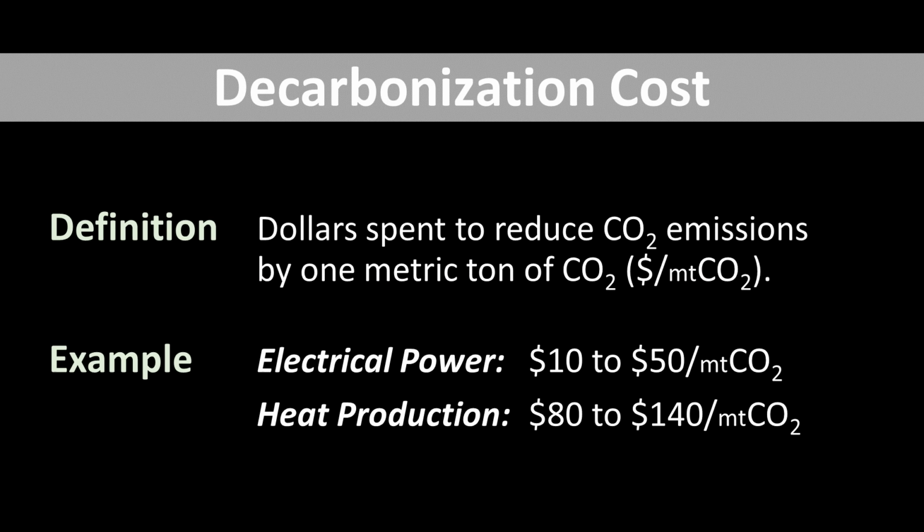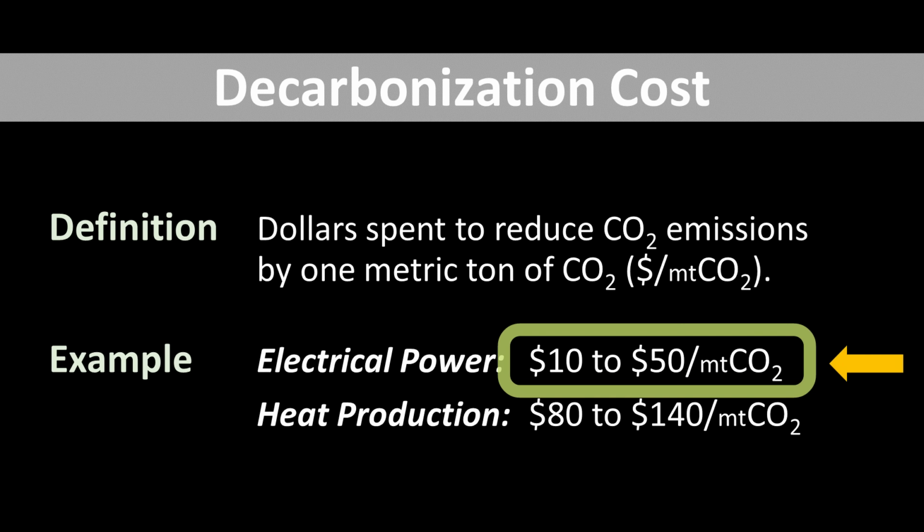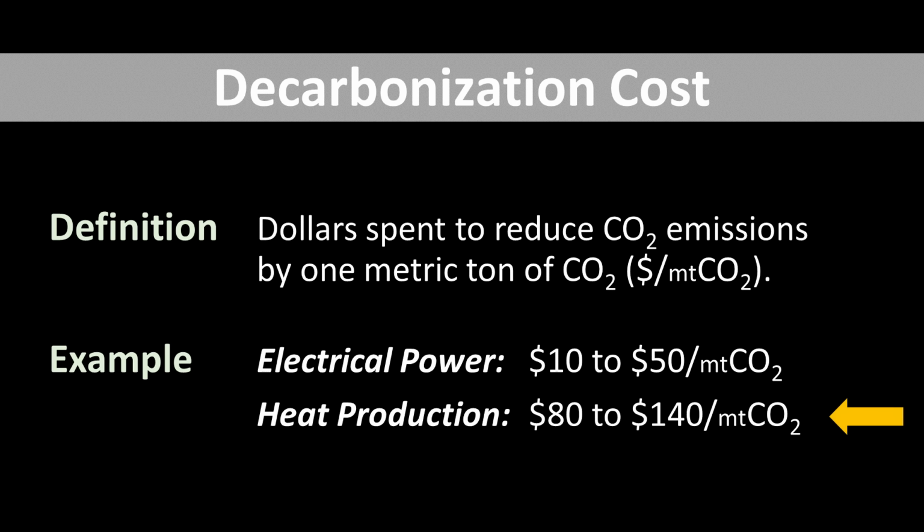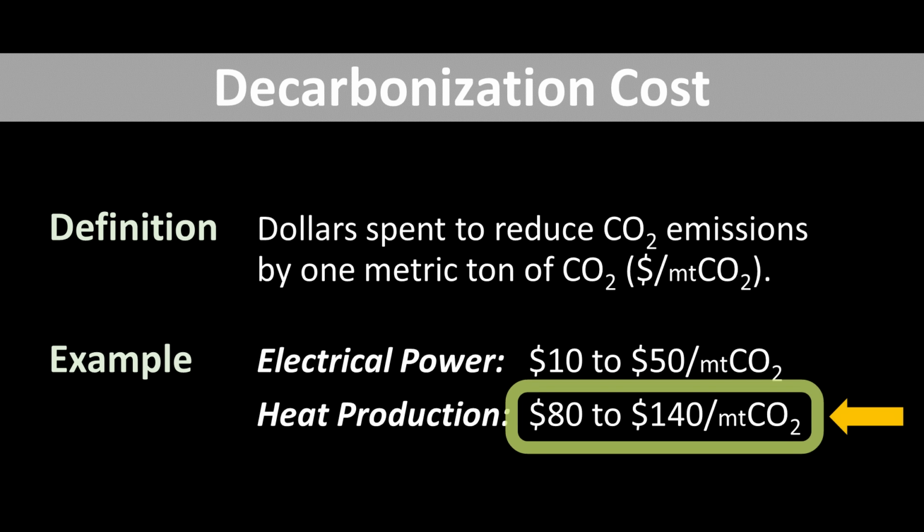When one switches from fossil fuel to green energy, they typically incur an additional cost. And this is often represented in units of dollars needed to reduce carbon dioxide emissions by 1 ton of carbon dioxide. When decarbonizing electrical power generation, decarbonization cost is typically $10 to $50 per ton. And when decarbonizing heat production, decarbonization cost is typically $80 to $140 per ton. In other words, it's easier to decarbonize electrical power generation than to decarbonize the making of materials and chemicals.